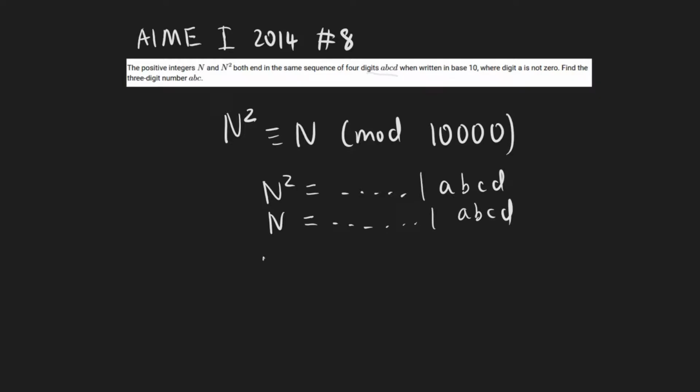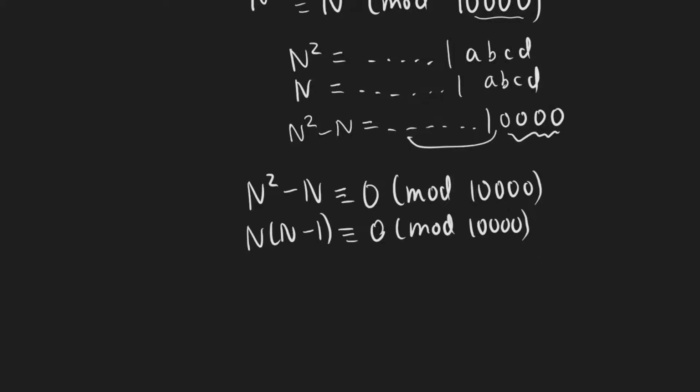Now, if we subtract n squared and n, we get a bunch of digits and 0, 0, 0, 0. So clearly 10,000 must divide this because anything followed by 4 zeros is a multiple of 10,000. So this tells us that n squared is congruent to n mod 10,000. The next step is subtracting n from both sides, so we get n squared minus n is congruent to 0 mod 10,000. Then we can factor the left side as n times n minus 1 is congruent to 0 mod 10,000.